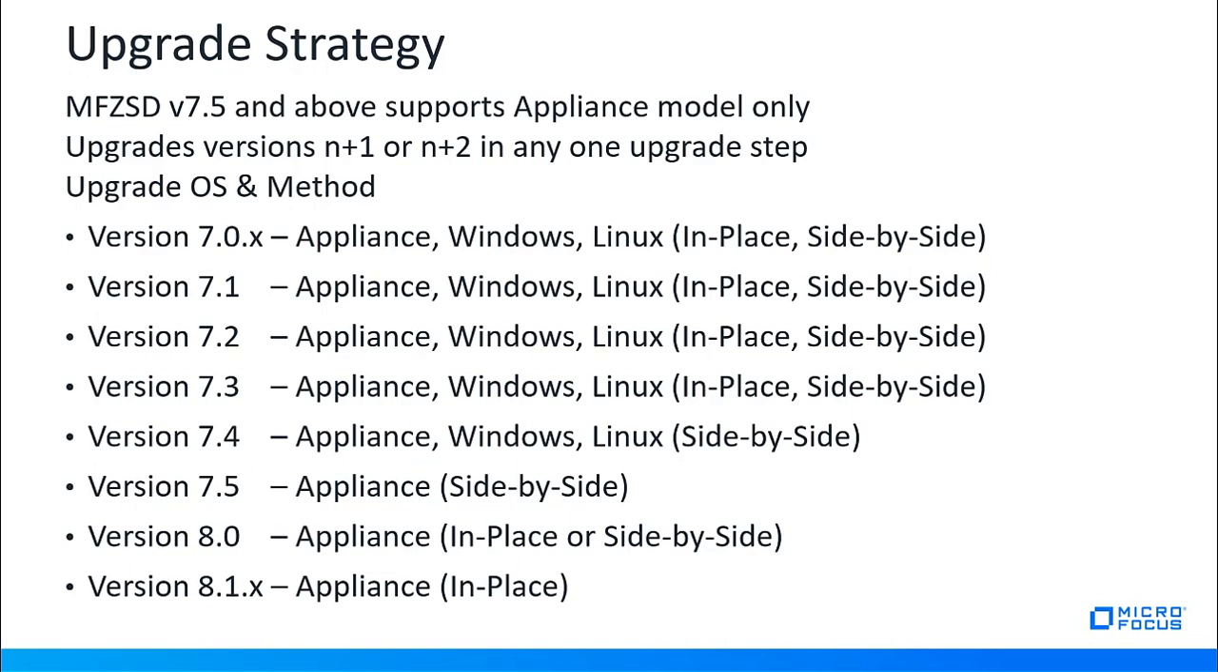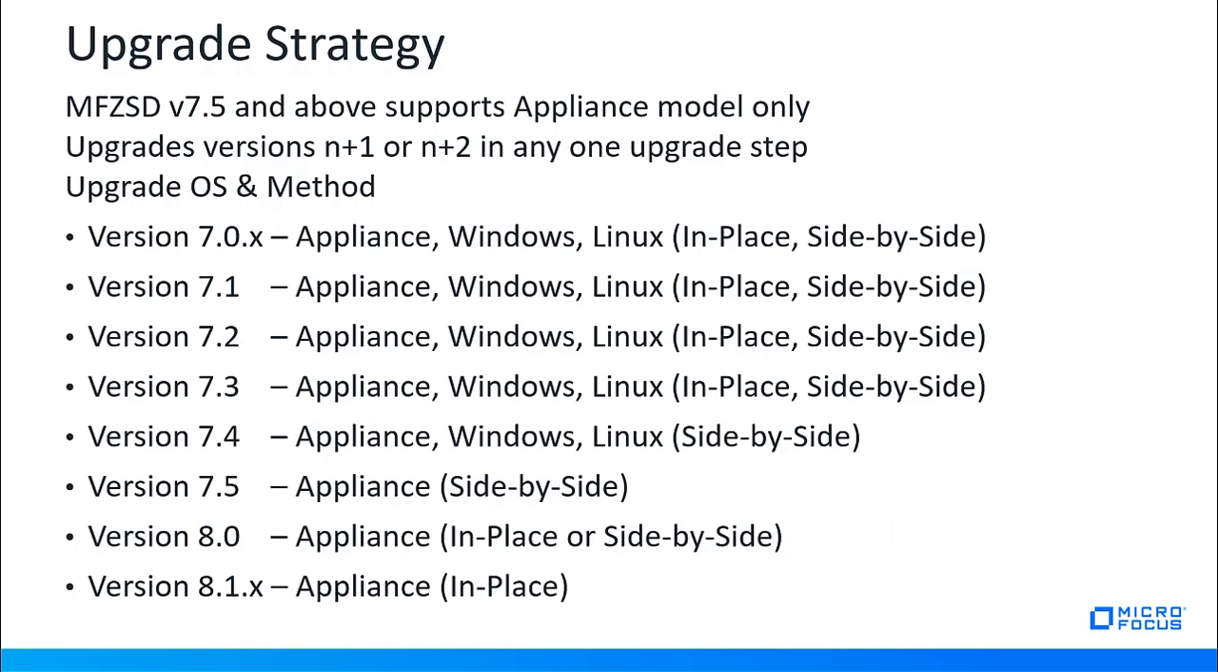So the upgrade strategy: version 7.5 and above supports appliance model only. We talked about 1 or 2 increment steps. So the upgrade and OS method, depending on which version you are on, has some either in-place or side-by-side limitations. If you're going from 7.0 to 8.1x, there's appliances all the way through, so you can go from appliance side-by-side, in place, up a ways. When you get up to version 7.5, we move to the appliance with the common appliance framework. So that'll be a side-by-side only.